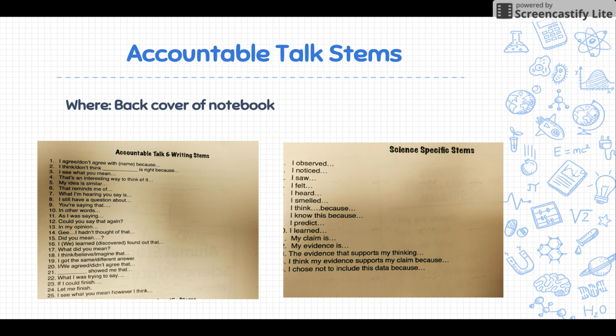Accountable talk stems. These get taped or pasted into the back cover of the notebook for reference. I want students to be able to write like scientists and talk like scientists throughout the year. So these accountable talk stems help to structure and model what the language of a scientist looks like and sounds like.